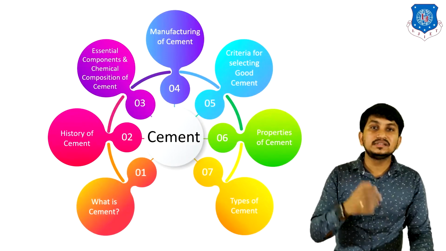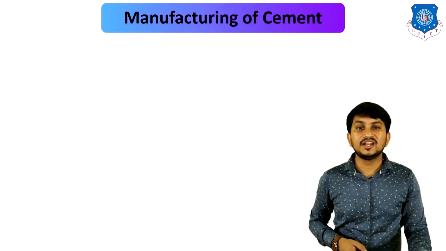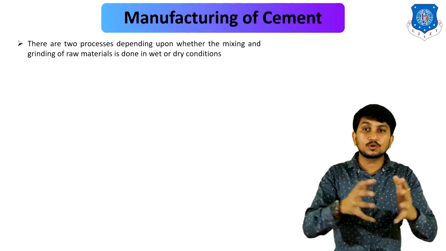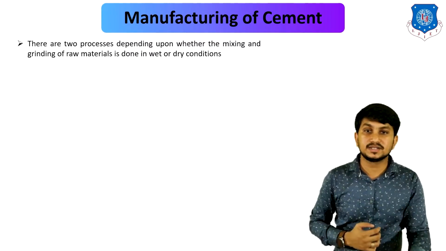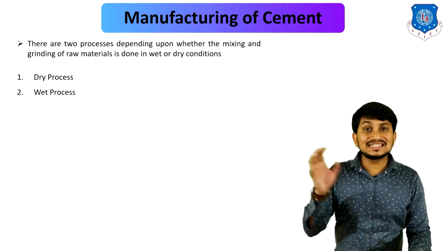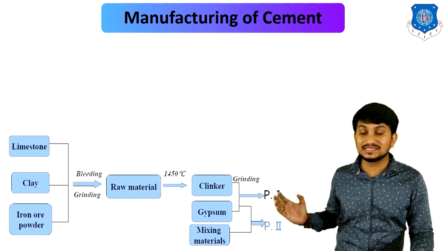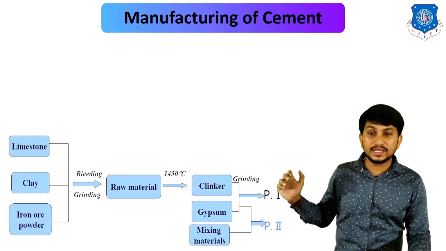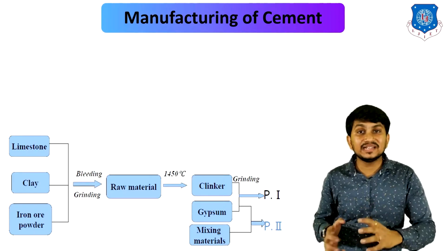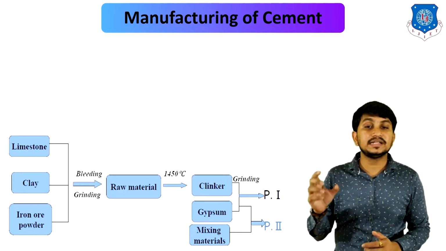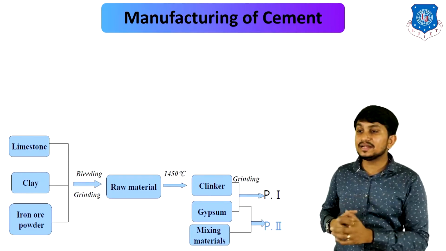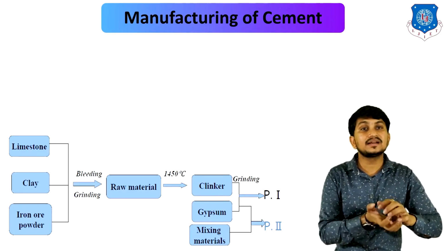Now let's discuss how this cement is manufactured. There are two processes, depending upon whether the mixing and grinding of raw materials is done in wet or dry conditions. First is the dry process and second is the wet process. The schematic diagram of manufacturing of cement looks like this. First, limestone, clay, and iron powder are ground together, which creates one raw material. This is then heated at 1450 degrees centigrade, which converts the raw material into clinker. This clinker and gypsum are then ground together to make the cement.